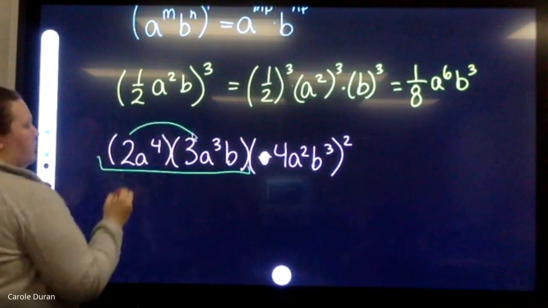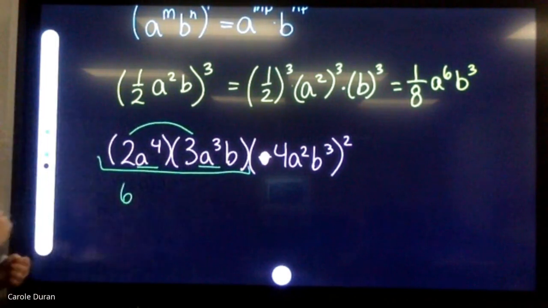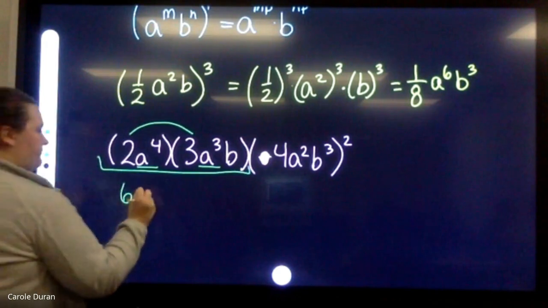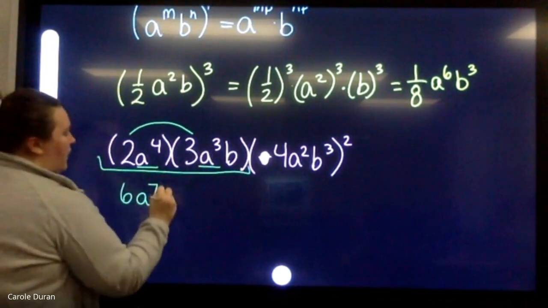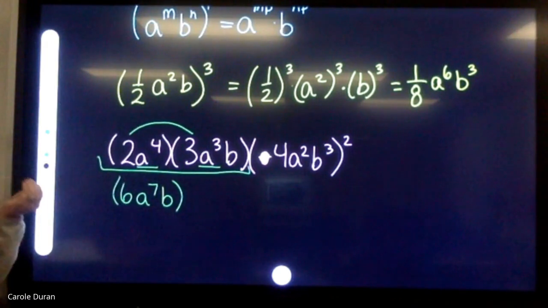So 2 times 3 becomes 6. I have an A4 and an A3, which means that becomes A7. And then I only have one B present, so it just drops back down. So that multiplied becomes 6A7B. Are we okay with that?